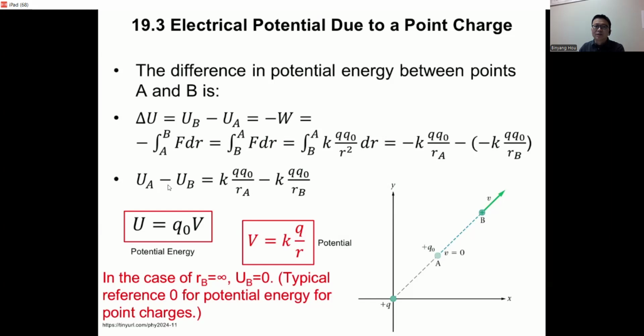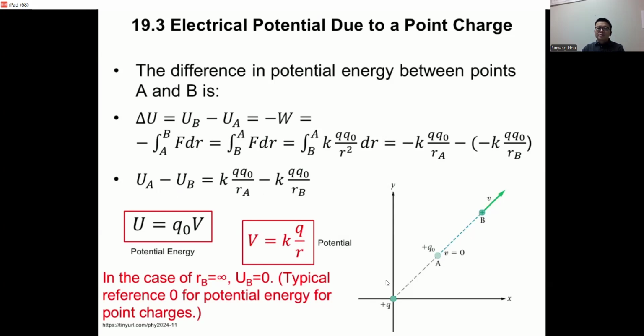So the change in the potential energy of the two turns out to be just kQq0 over rA minus kQq0 over rB. So UA is equal to this term, UB is equal to that term. If you get rid of the subscripts, then U is equal to kQq0 over r, that's the potential energy. Divided by q0, because U equals q0 times V, V is just equal to kQ over r. Potential is a scalar, which makes it nice algebra-wise.